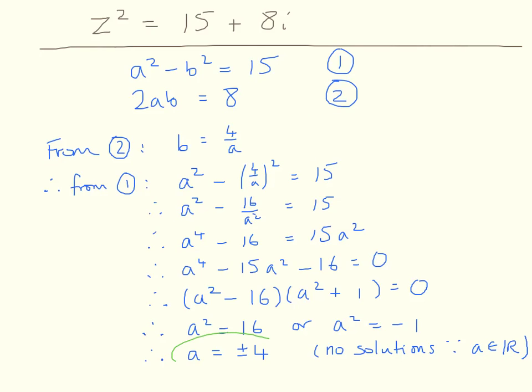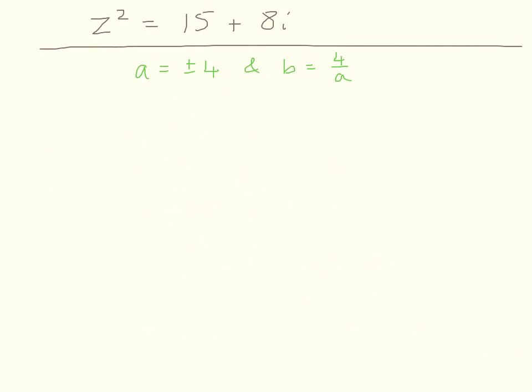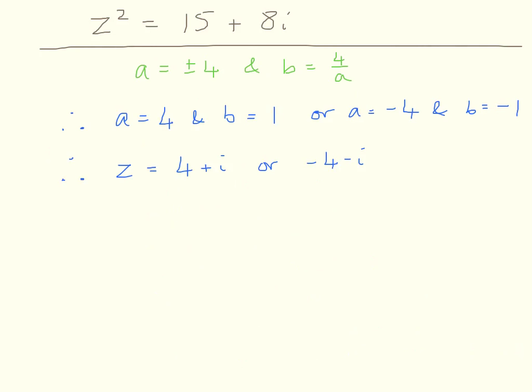Now that we've got our values of a, we can substitute back in to find the corresponding values of b. Here they are. And here are our 2 solutions, which can be written in a more compact form like this: z equals plus or minus 4 plus i. And when you think about it, because it's square roots, you'd expect it to be plus or minus something.